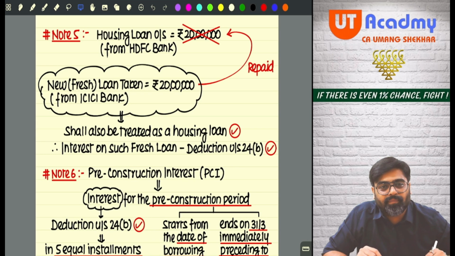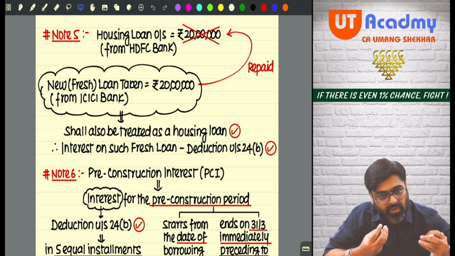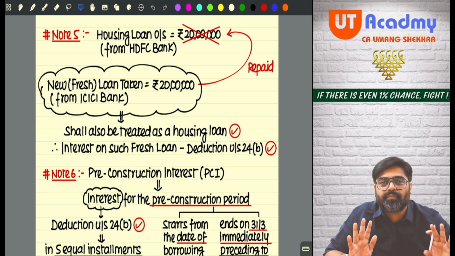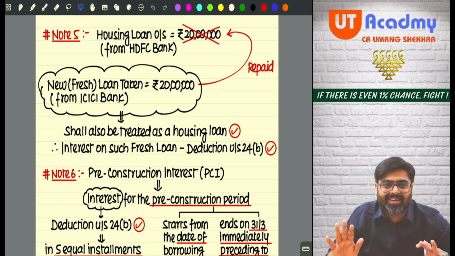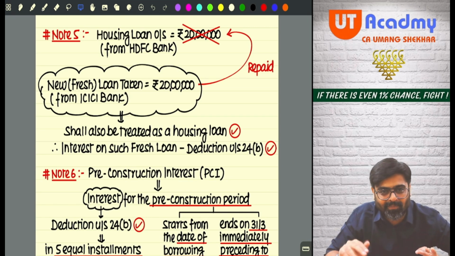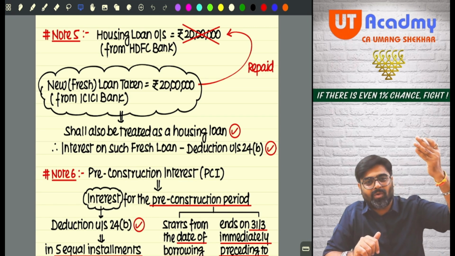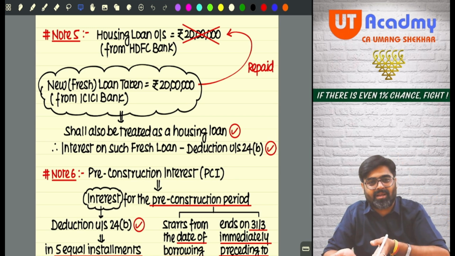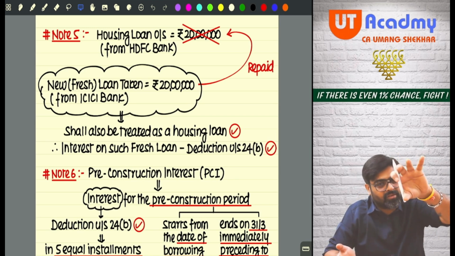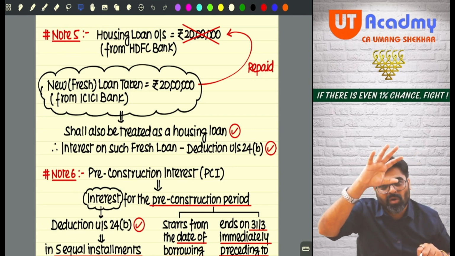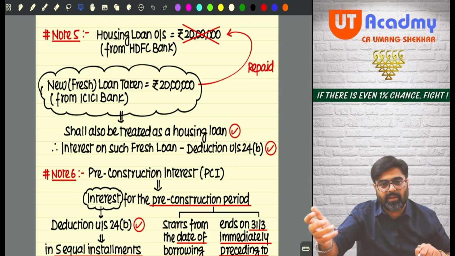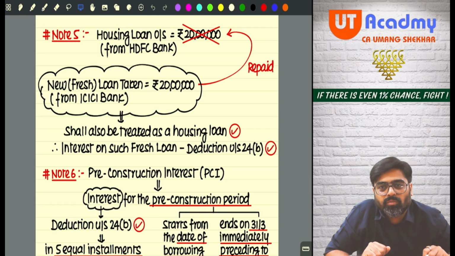Getting my point? Whatever interest is paid on this fresh loan is as good as your interest on housing loan. And this interest on housing loan will be allowed as a deduction under 24B. On the old loan also interest was there, was claimed under house property. So this new loan has just replaced the old loan. So this also becomes a housing loan. On this, whatever interest is there, you can claim easily under section 24 clause B.